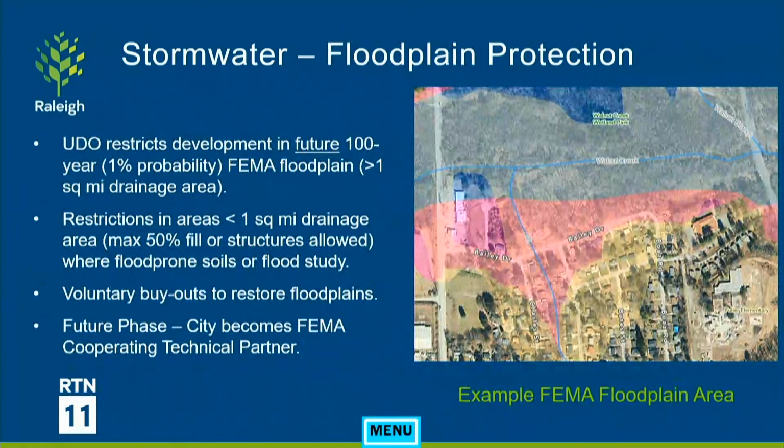And then from a floodplain perspective, city regulations limit development in the future 100-year floodplain. Those floodplains are mapped by FEMA for the larger drainage areas, and then we rely on applicants to help us map the smaller areas. We continue to pursue opportunities for voluntary buyouts to restore floodplains, and there's a future opportunity for us to become a cooperating technical partner with FEMA, which would mean that Raleigh would have a greater role in developing the flood maps.